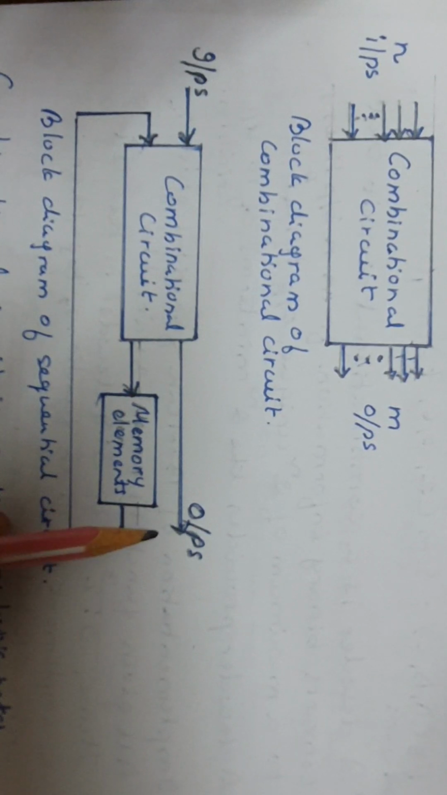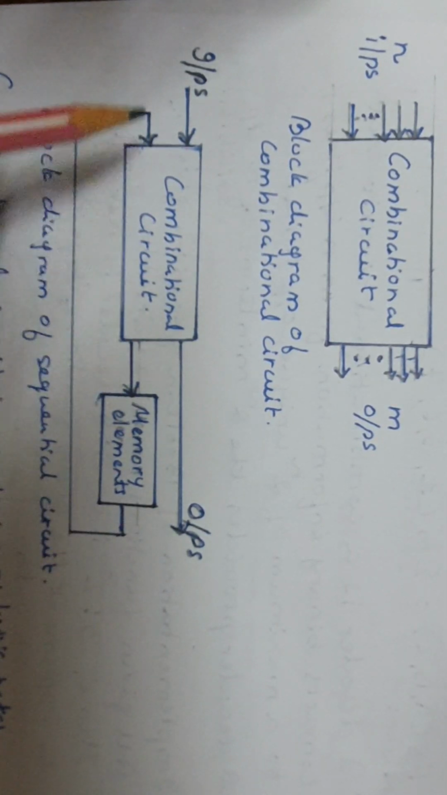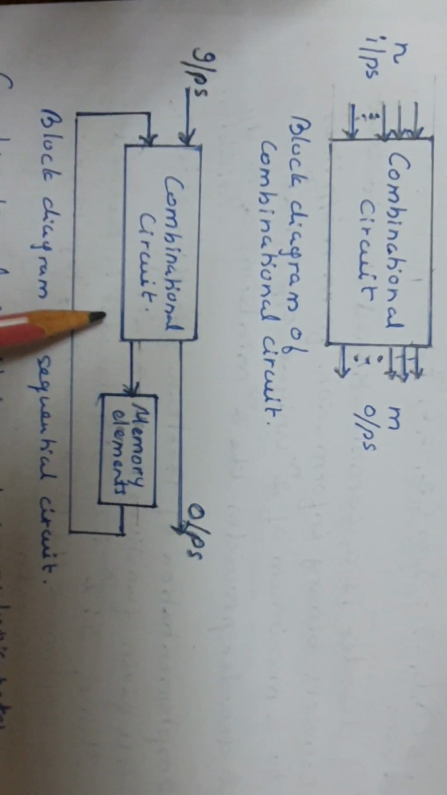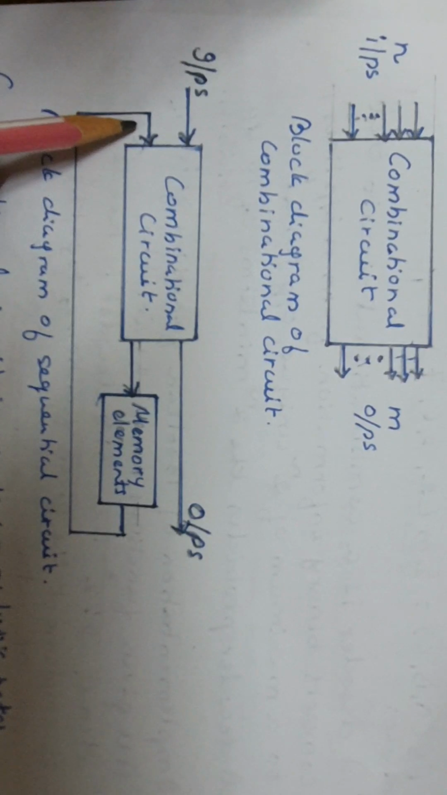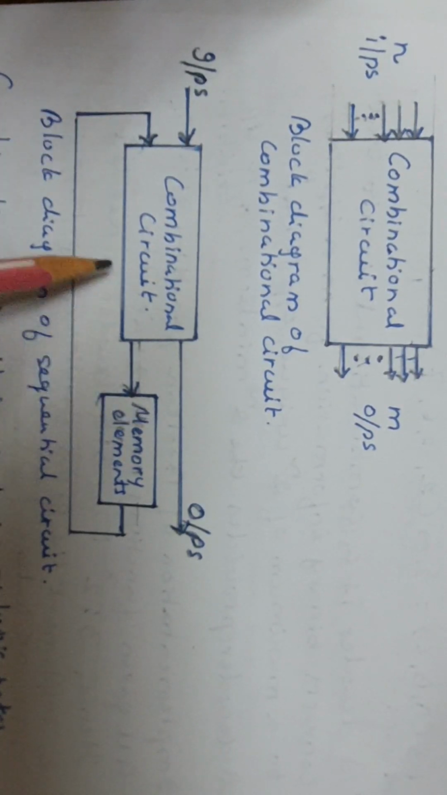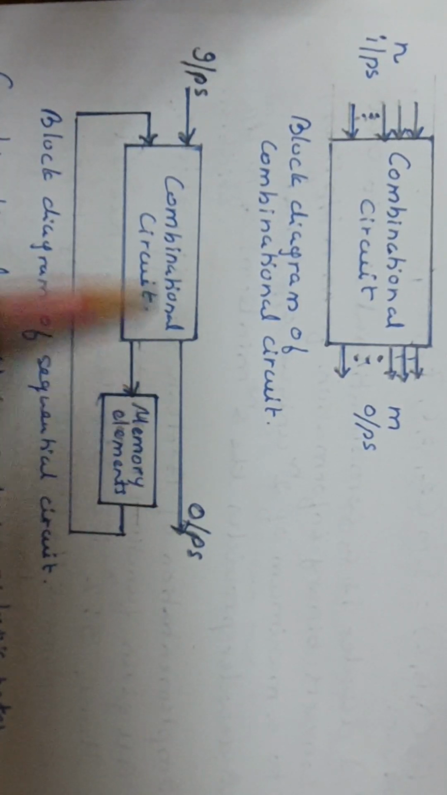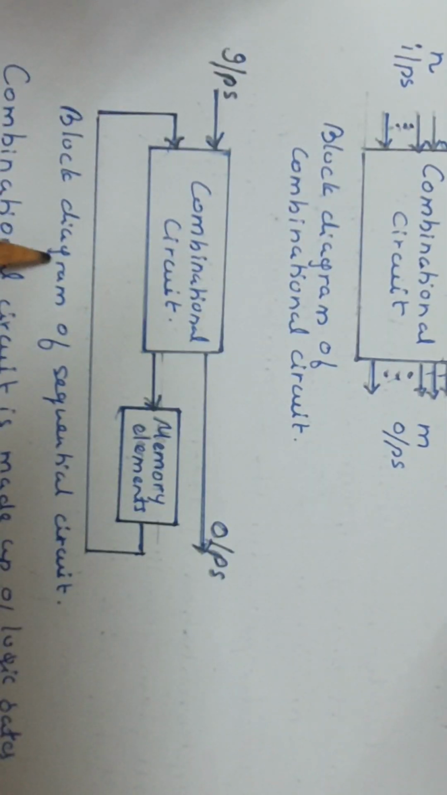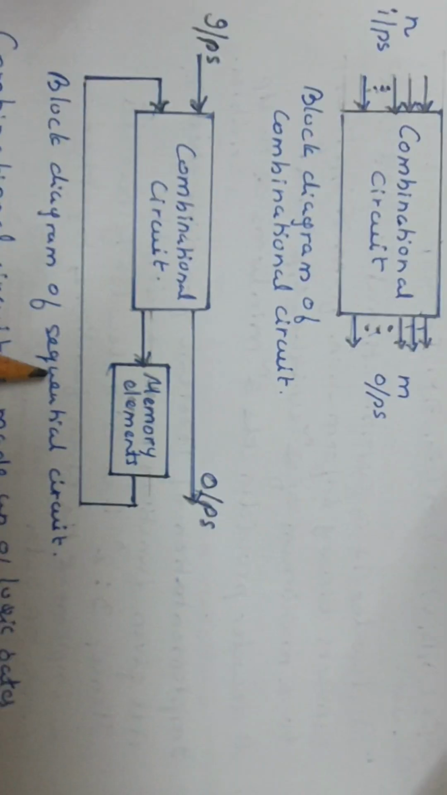So the next output of the sequential circuit depends on what is coming externally as input, and also the previous state, which is stored in memory elements and fed as one of the inputs here. So next outputs depend on the external inputs and previous outputs of the sequential circuit. That is what a sequential circuit is. The examples for sequential circuits are timers and counters.